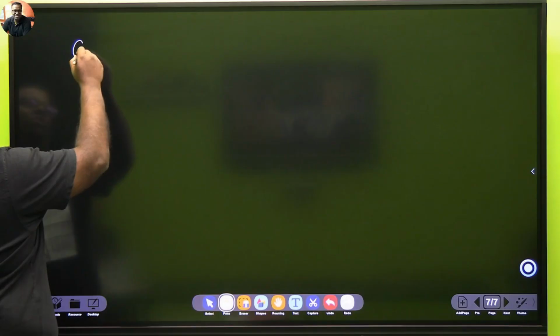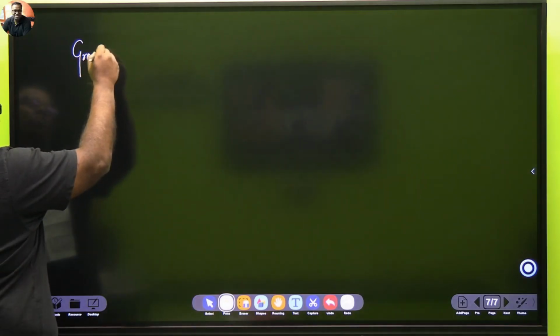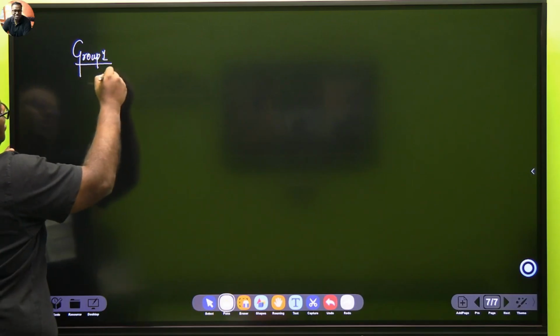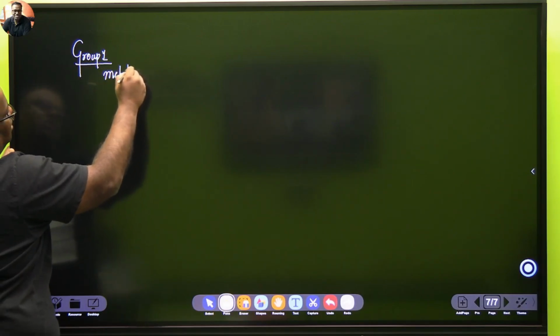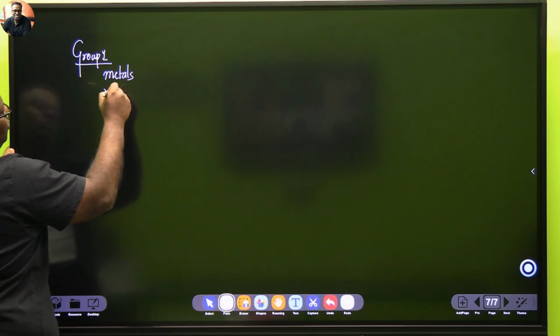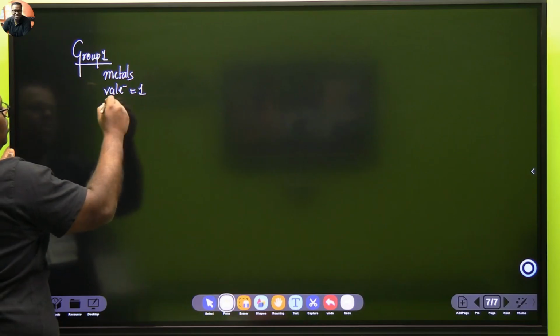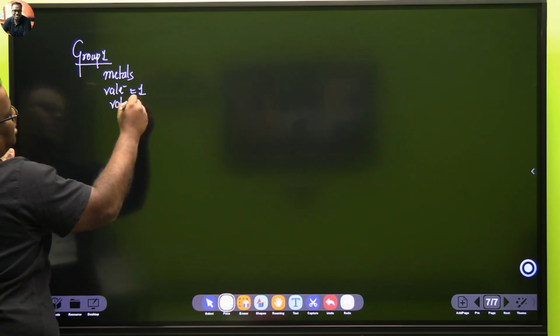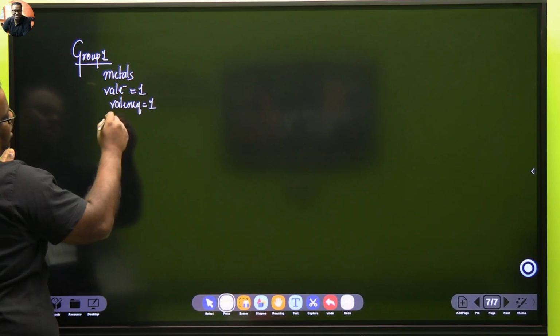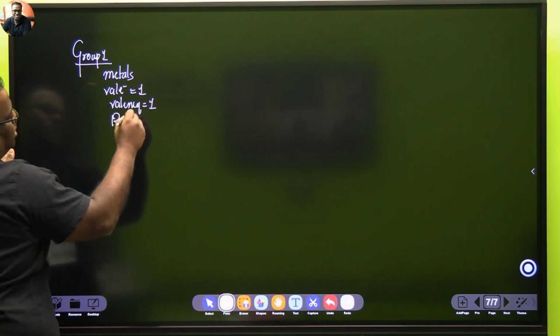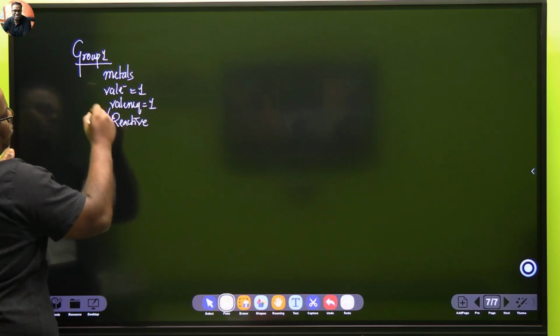Let's take group 1 now. What is group 1? Sir, group 1s are metals. Okay, good. What about their valence electron? Valence electron is 1. Okay, very good. What about their valency? Sir, their valency is 1. What about their reactive nature? Sir, very reactive.